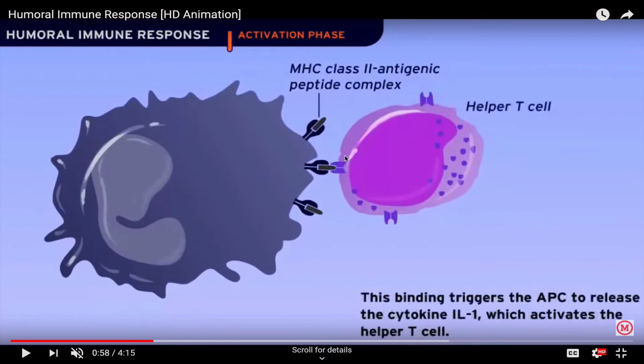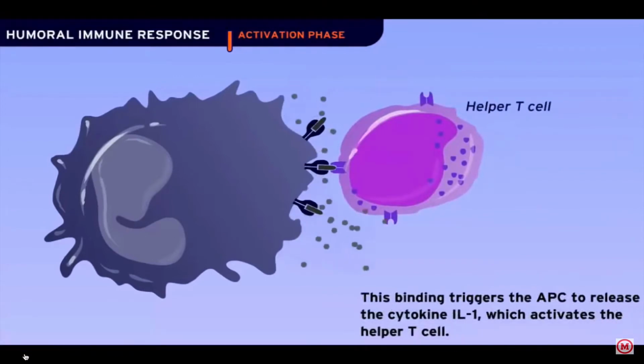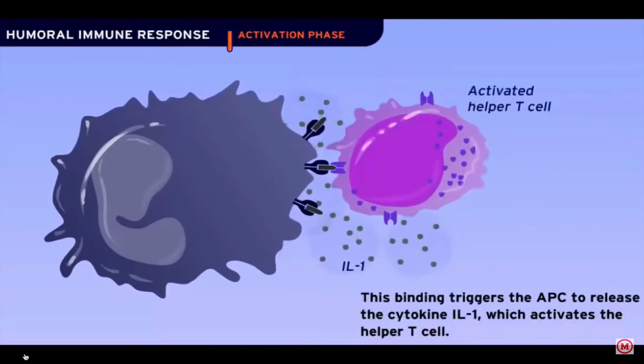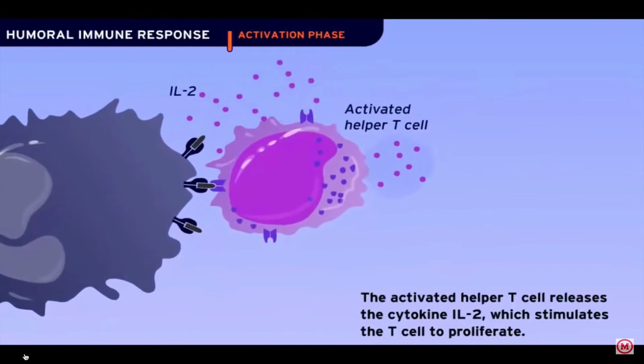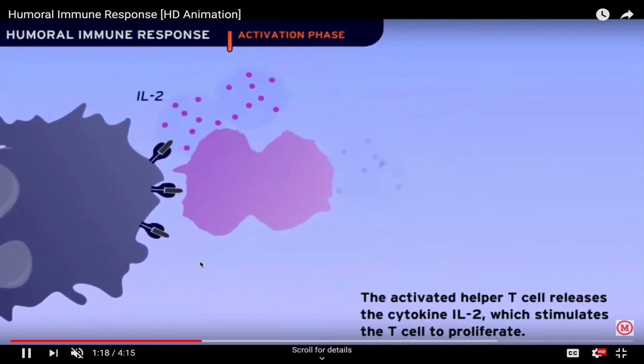When they bind like this, it's going to trigger these proteins called cytokines to be released from the antigen presenting cell. These cytokines are going to help to activate the helper T cell. So you can see the cytokines releasing, and it's going to then cause this helper T cell to proliferate. So it is now going to make lots of copies of itself, but it's also going to produce more of these chemicals that are going to activate.